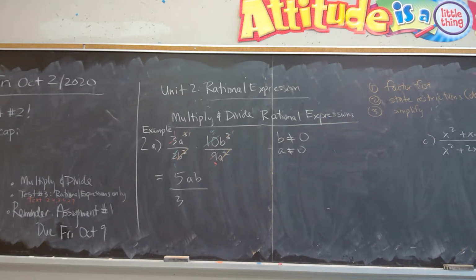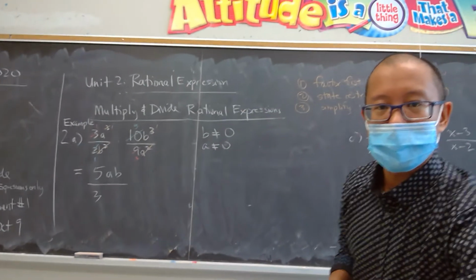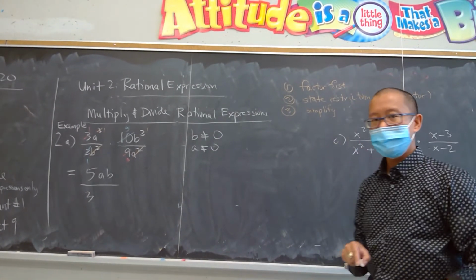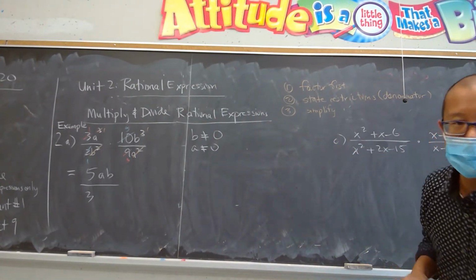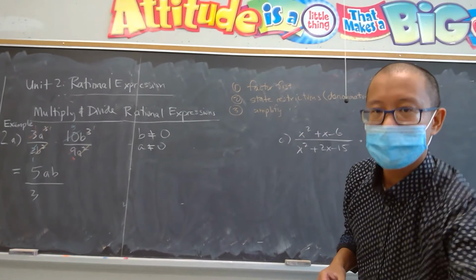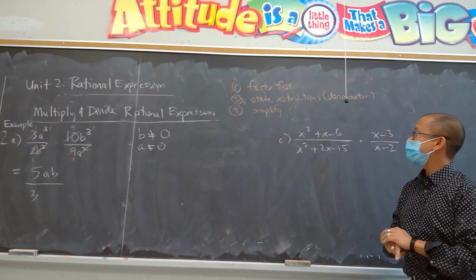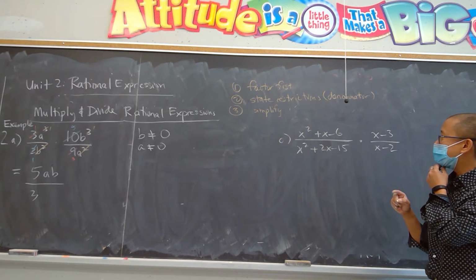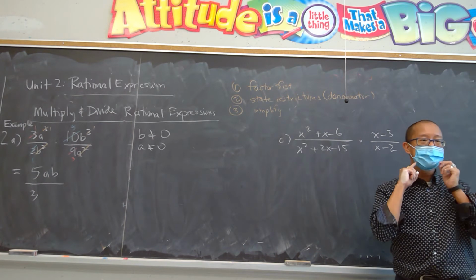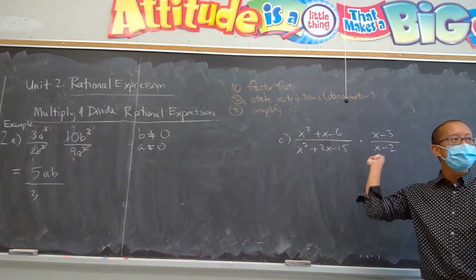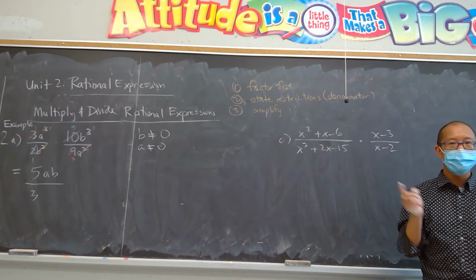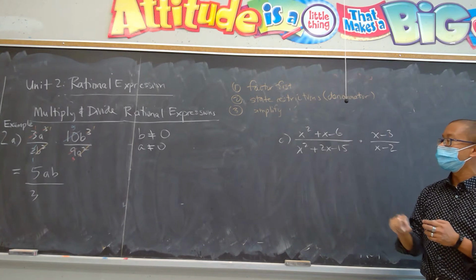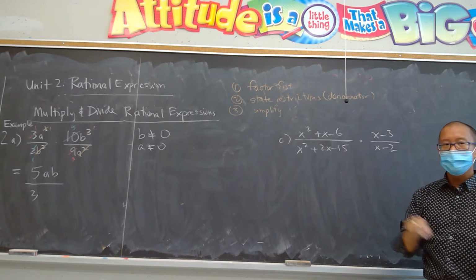So moving the screen over to example 3. Hope that's okay. We have x squared plus x minus 6 divided by x squared plus 2x minus 15 times x minus 3 over x minus 2. And again, that's why, ladies and gentlemen, in grade 9, we told you guys, don't just start multiplying things out, even though technically you could, but you're going to get a trinomial in the numerator, trinomial in the denominator. We don't do that.